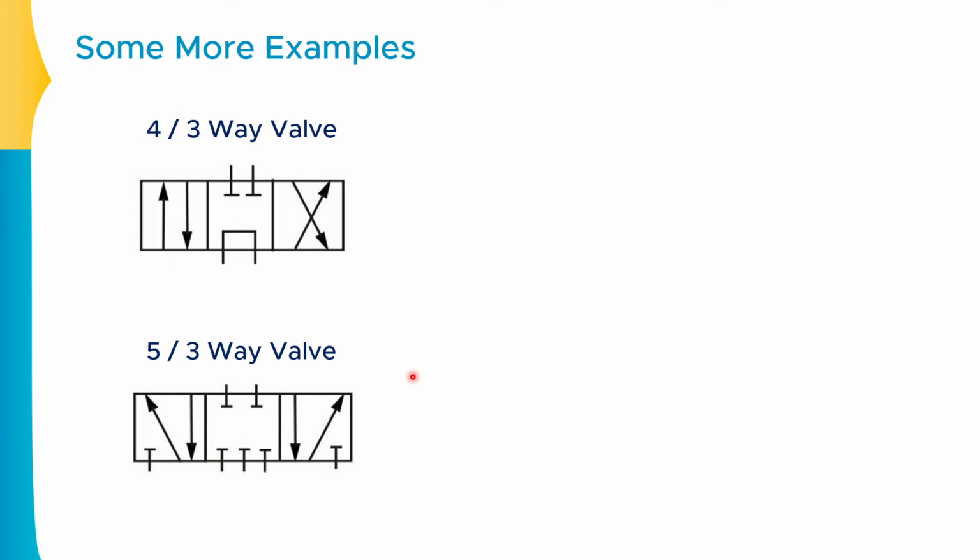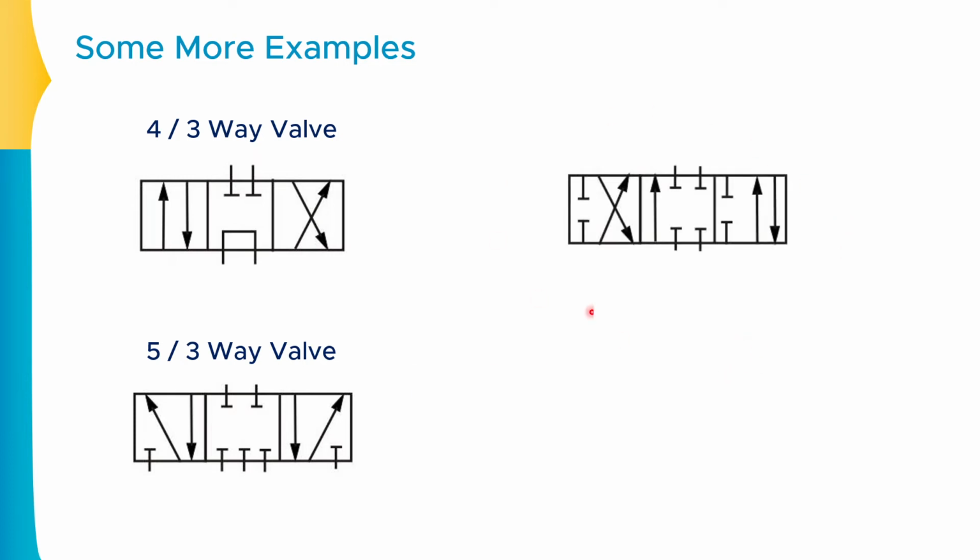valve. One more example, let us take it very quickly. Total ports that are available are 1, 2, 3, 4, 5 and 6. There are a total of 6 ports available, and the positions are the first square, second square and the third square. That means this is the 6 port 3 position valve, or we can say 6/3 way valve.